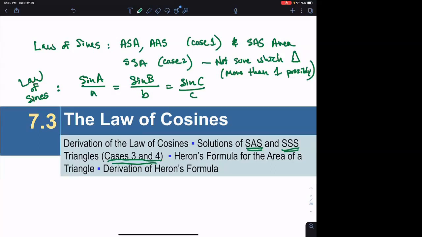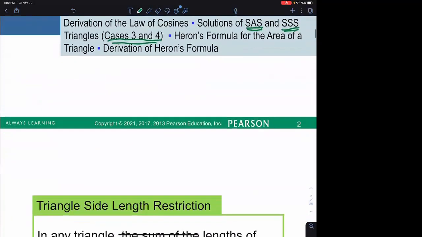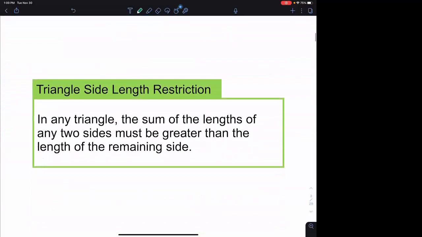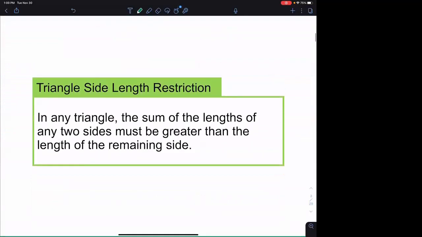So what is the law of cosines going to say? Unfortunately, it'd be nice if it was the same as this and we just replaced cosines or something simple, but it's a little bit more like the Pythagorean theorem. So let's advance here a bit. They remind us of a fact and a sort of side length restriction.